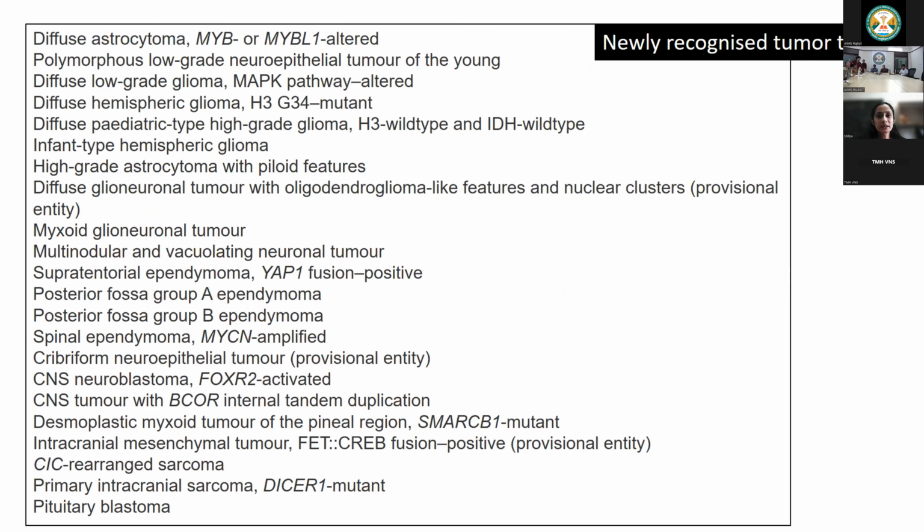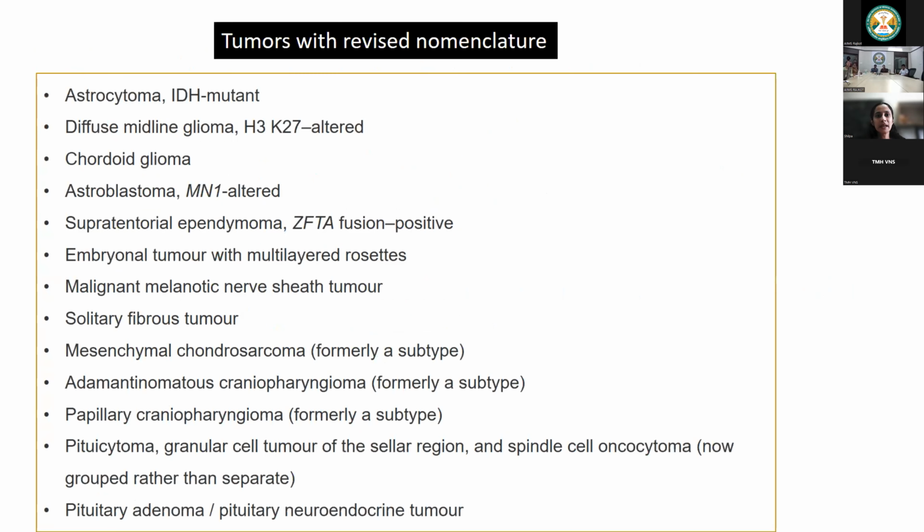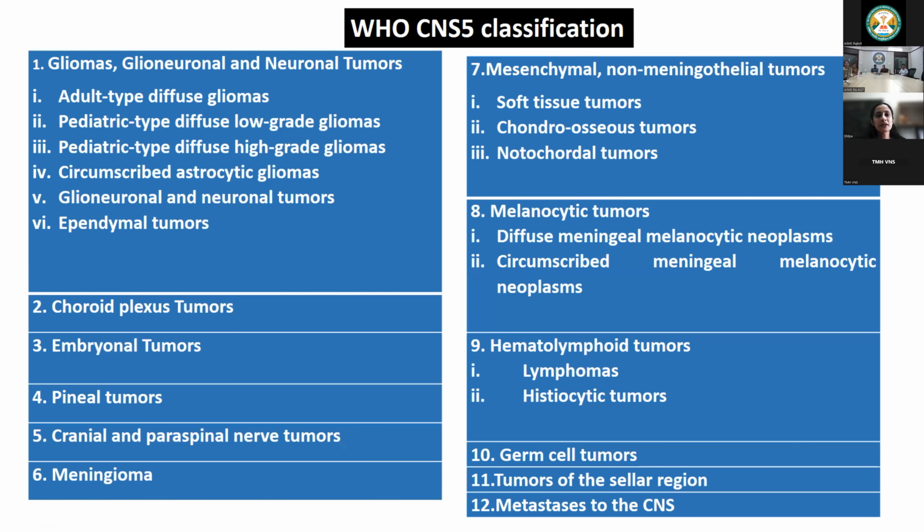So we should always look at these criteria before diagnosis. This is the whole list of newly recognized tumor types and the tumors with revised nomenclature. We will not be going into the details. This is just to tell you how much revision has happened in the new WHO classification. So after all these revisions, this is how the CNS5 classification looks.